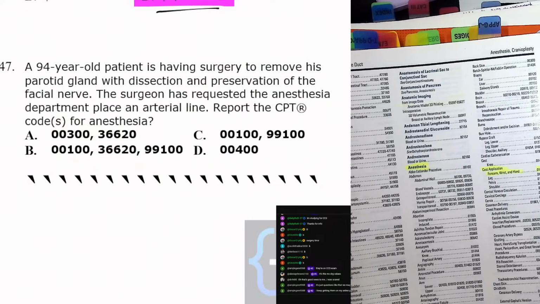If we have a 94-year-old patient, what must we have in our correct answer? 100%. Every question, every time, what will we find in our correct answer? Just because of the age.